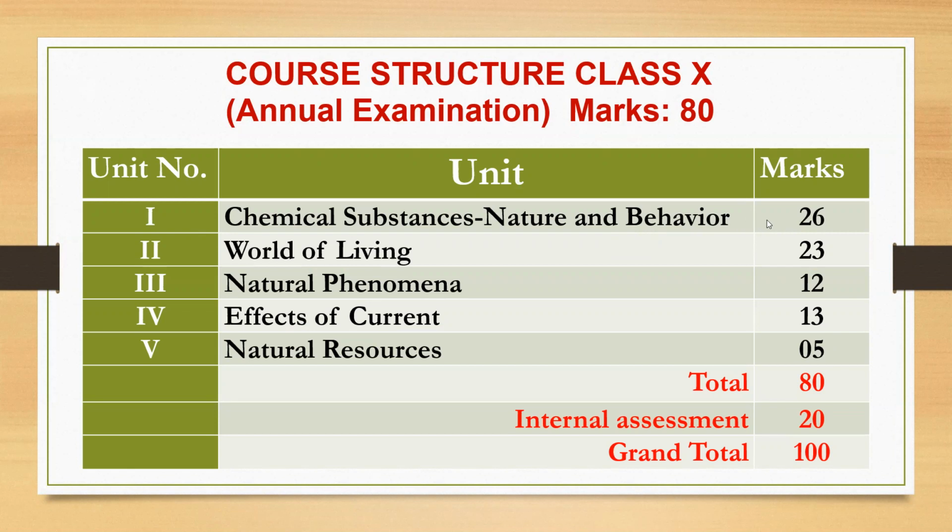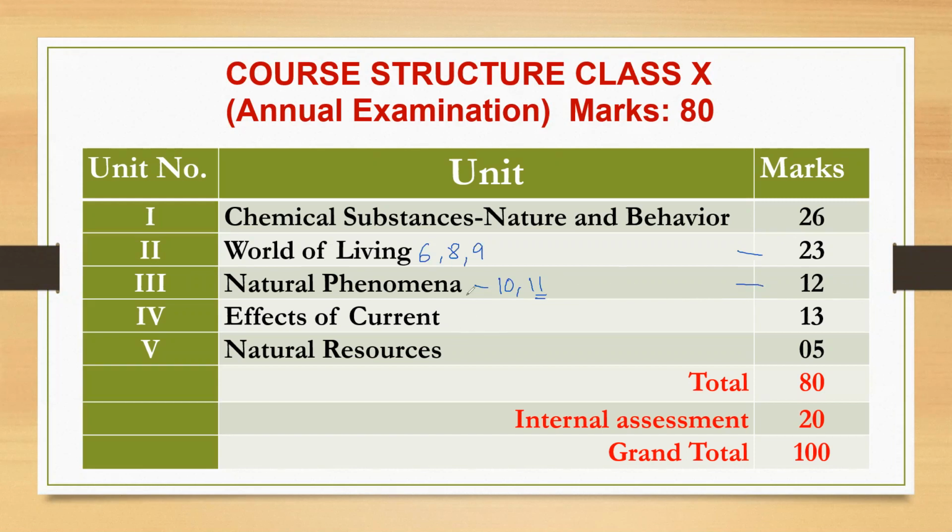This Unit 1 is allotted 26 marks. Unit 2 is World of Living. What chapters are included in the World of Living? Chapter 6, the life processes, chapter 8, reproduction, and chapter 9, heredity. These 3 chapters are included under World of Living, allotted 23 marks. Unit 3 is Natural Phenomena, chapter 10 and chapter 11. Under chapter 11 you have the refraction of light when light passes through a prism. These 2 chapters are allotted 12 marks.